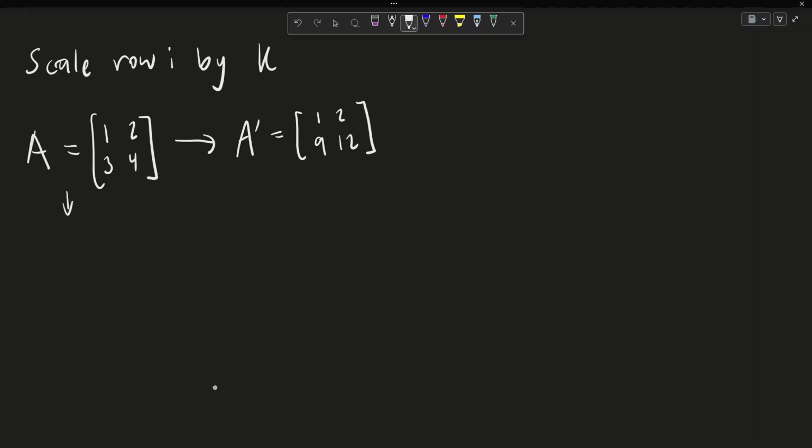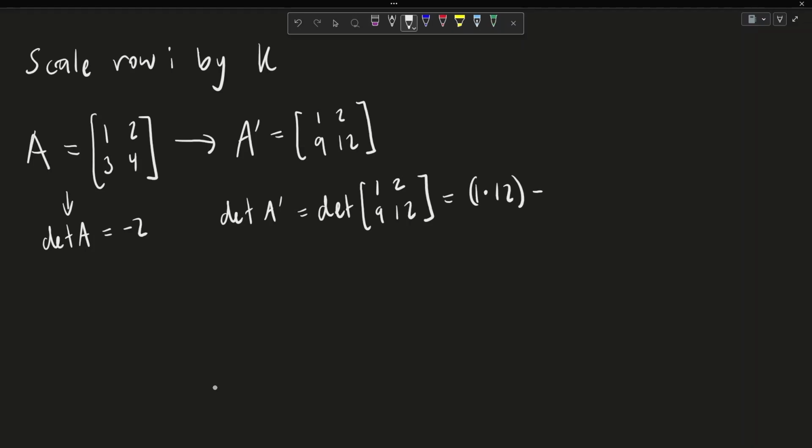We note the determinant of A to be equal to negative 2. But if we now took the determinant of A prime, we'd find we're taking the determinant of 1, 2, 9, 12, which gives us 1 times 12 minus 2 times 9. This gives us 12 minus 18, which is equal to negative 6. And we know that negative 6 equals some value k times negative 2. We know that negative 2 times k equals negative 6. And pretty intuitively, you can tell that k equals 3.